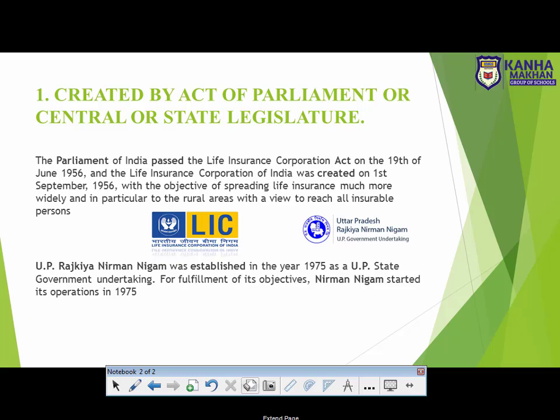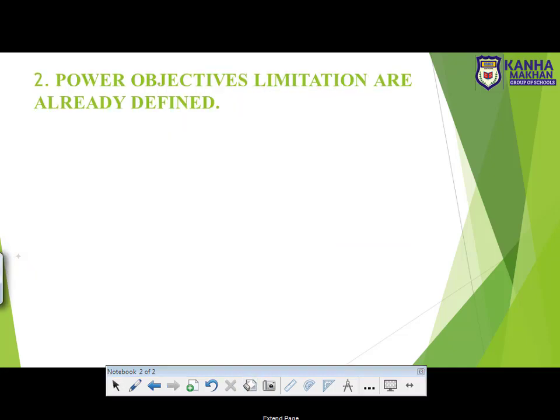So these two examples basically prove, or define, that it is actually created by Parliament, or by the central or state legislature. Now, moving to the next feature, that is powers, objective, and limitation. Powers, objective and limitation are already defined in the Act.